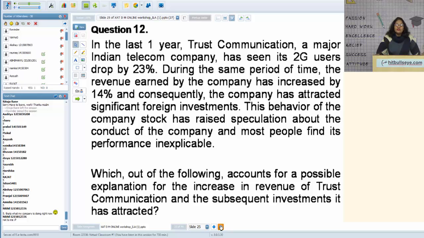So this is what in critical reasoning we have called the resolve the dilemma, resolve the paradox kind of question. This company, Trust Communication, a major Indian telecom company, has seen its 2G users drop by 23%. So users have dropped, and the company has attracted significant foreign investment, and the revenue has increased by 14%. So here we have a paradox. So what do we do as we used to solve those resolve the paradox questions in critical reasoning? Similarly, we have to do this one. Which out of the following accounts for a possible explanation for the increase in revenue of Trust Communication?